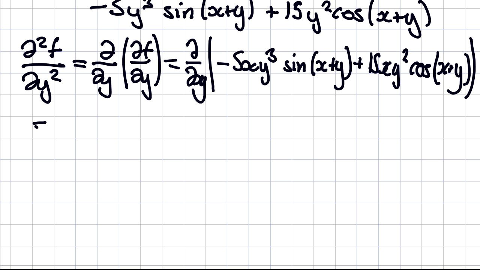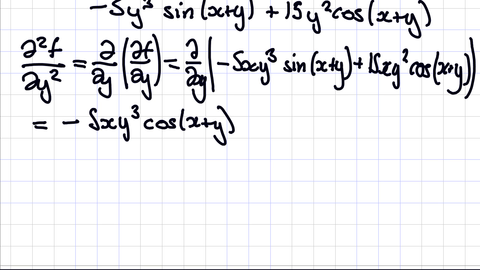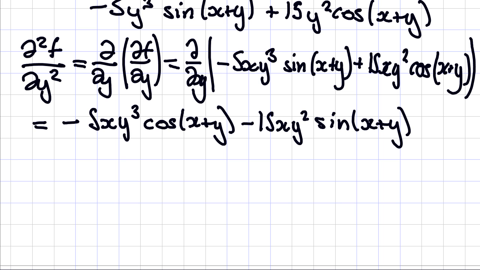So starting with the first term, so u, that's minus 5xy cubed, dv dy, sine differentiates to cos x plus y. Next term, v, sine x plus y, du dy, that's going to be minus 15xy squared. That's the first term differentiated.